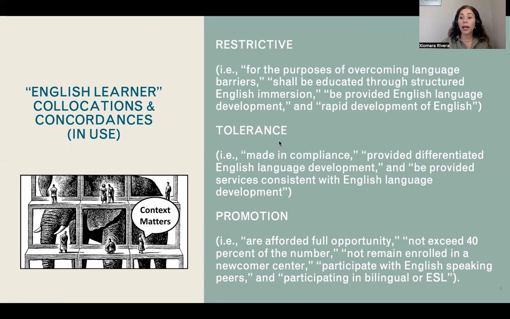Tolerance orientation has more of a rights-oriented objective, for example, made in compliance with, versus a promotion orientation that aligns with an additive approach in which space is created for the dominant language, English, as well as for additional languages, bilingual, or creating opportunities for multilingual students.